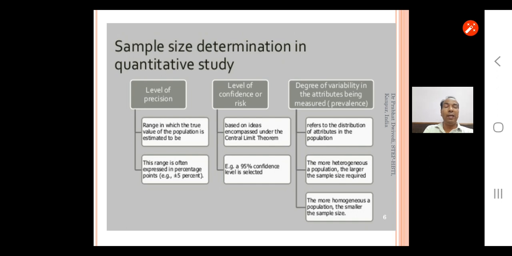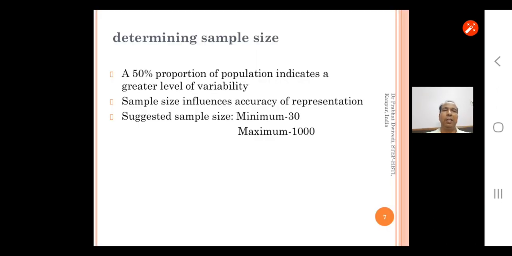As I have told you earlier as well, when the population is very homogeneous, we can take a small sample and results from this sample can be generalized onto the entire population. But when the population is quite heterogeneous in nature, then I need to take a larger sample size to reduce the degree of variability. And the last point related to this is, the more homogeneous a population is, the smaller the sample size required. This is what I have already told you. The same thing is repeating here.